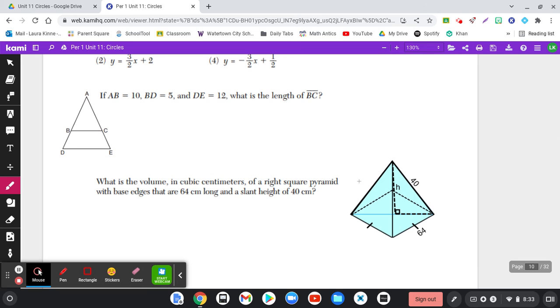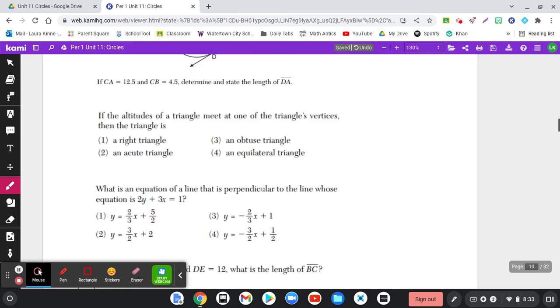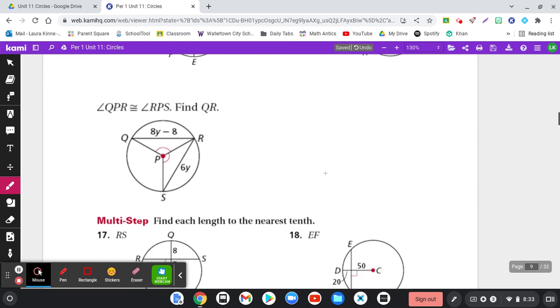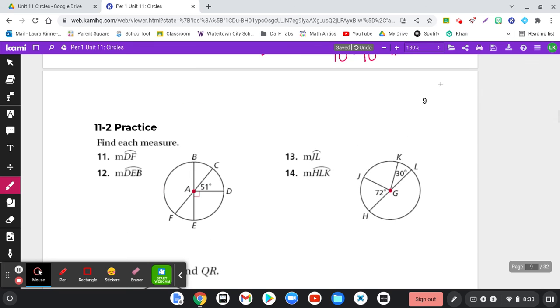Just one hint on this one. This is half, so 32. Start with Pythagorean theorem to find your height. Then you can find the volume. All right, you're going to see more and more Regents review questions show up in the homework. All right, so again, 9 and 10 for homework, and we'll go over it tomorrow.